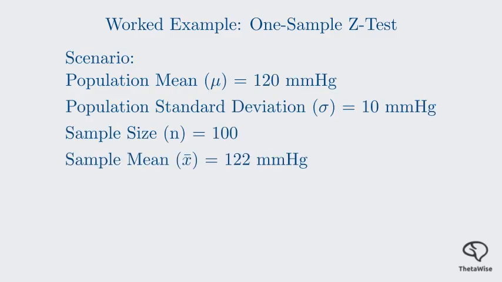A researcher wants to know if the average blood pressure of adults in a specific city is different from the national average. They take a random sample of 100 adults from the city and find their average systolic blood pressure is 122 millimeters of mercury. So, our population mean is 120, the population standard deviation is 10, our sample size is 100, and our sample mean is 122. Let's follow our 5 steps.